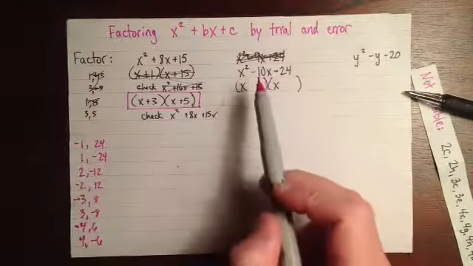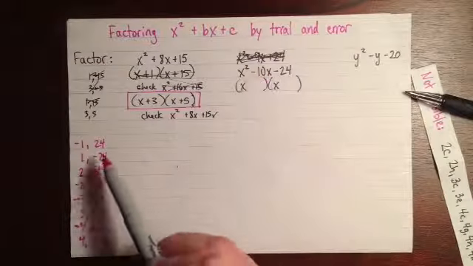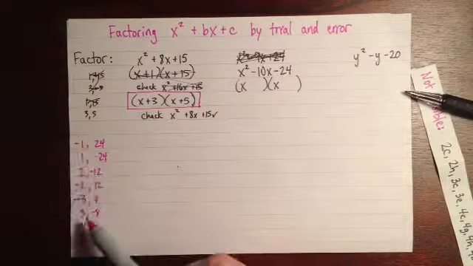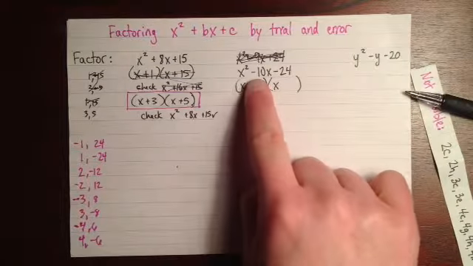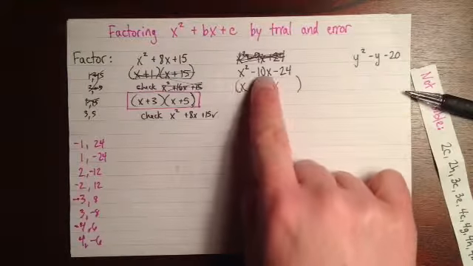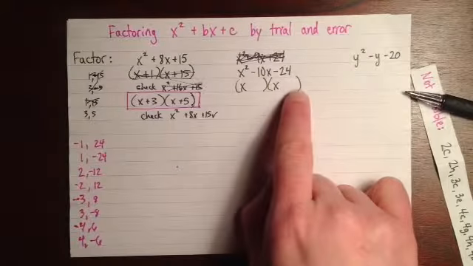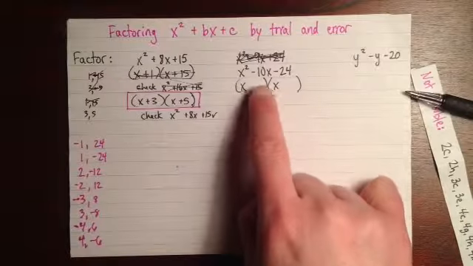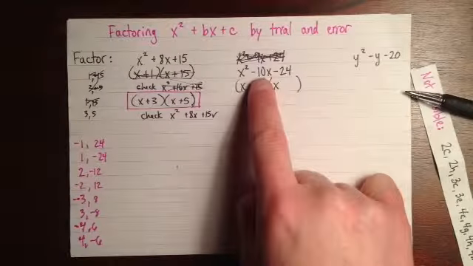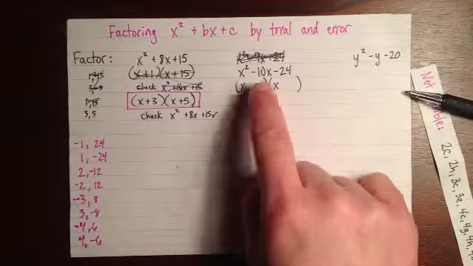Worst case scenario, if you're not sure, you just sort of brute force, try all these, and see which one comes out to give you the negative 10x. Because they will all give you the negative 24. That's why we chose them. But you can also sort of think ahead to think, what will give me negative 10x? Because the negative 10x comes from x times this number, plus this number times x. So these two missing numbers are going to add to that negative 10x.